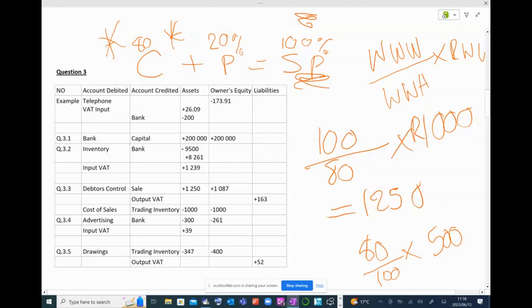Obviously we're reversing the input VAT. Remember when we bought these goods, we told SARS we were claiming input VAT on the inventory we bought. So now we're reversing that. Anyway, I've spent too much time on this.